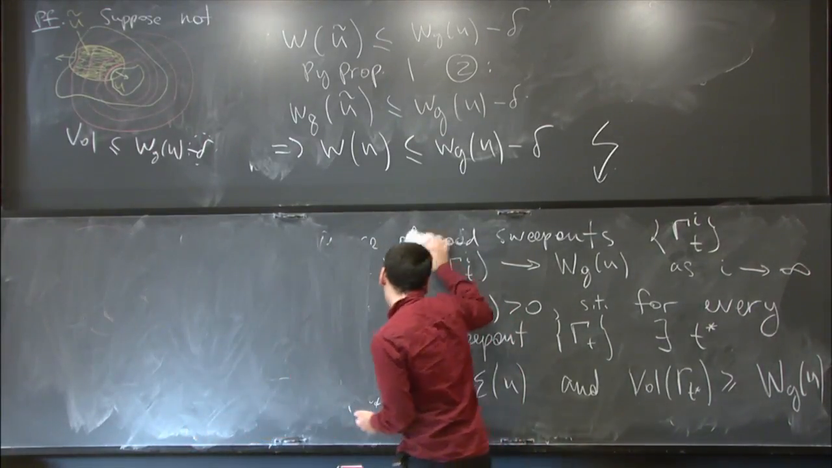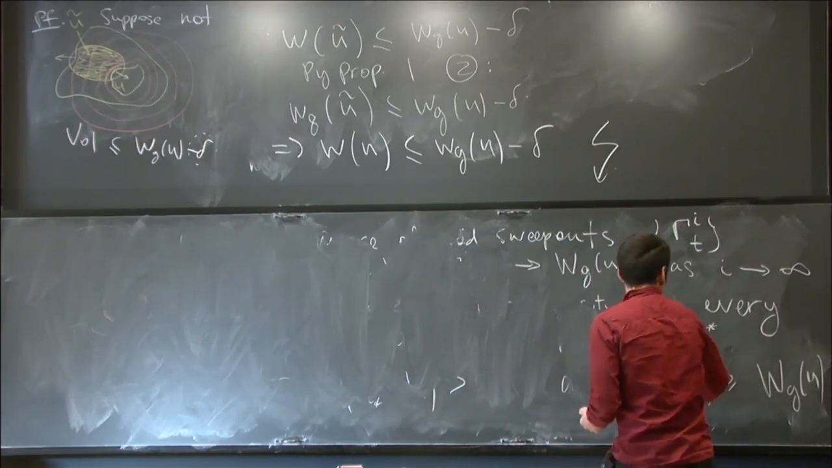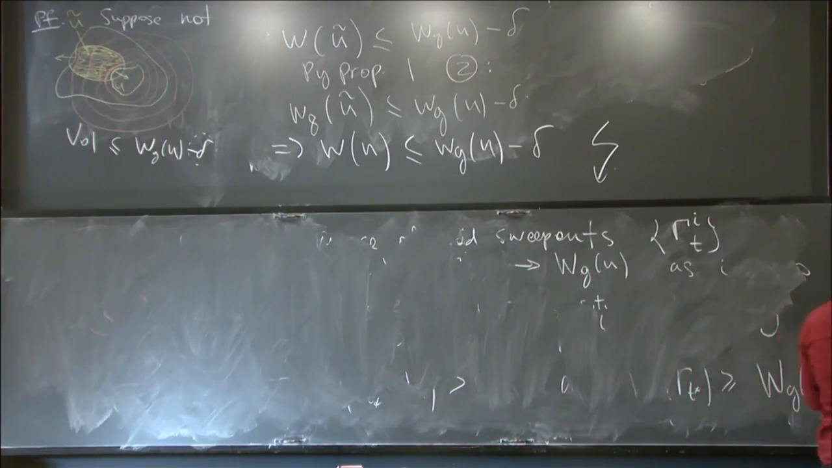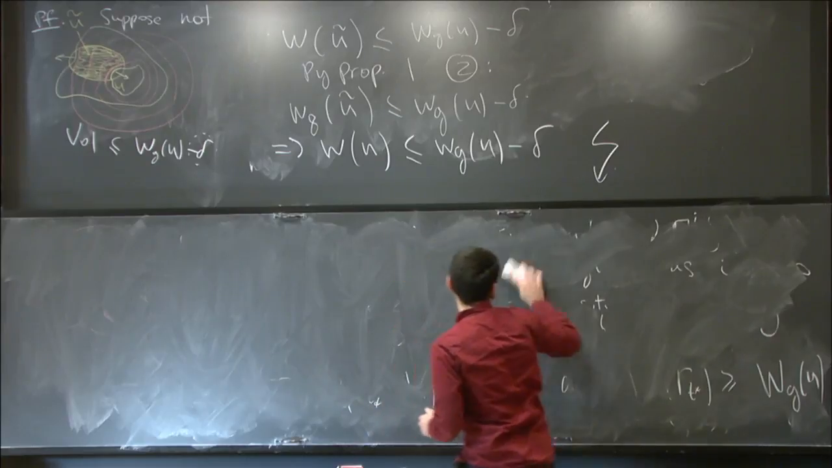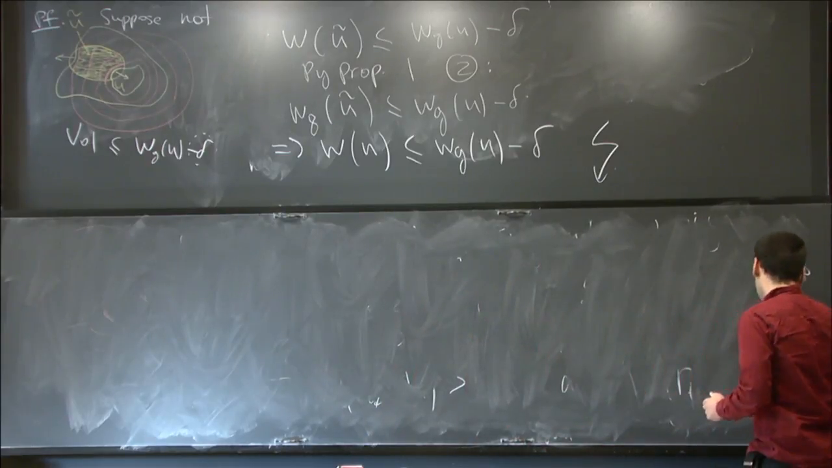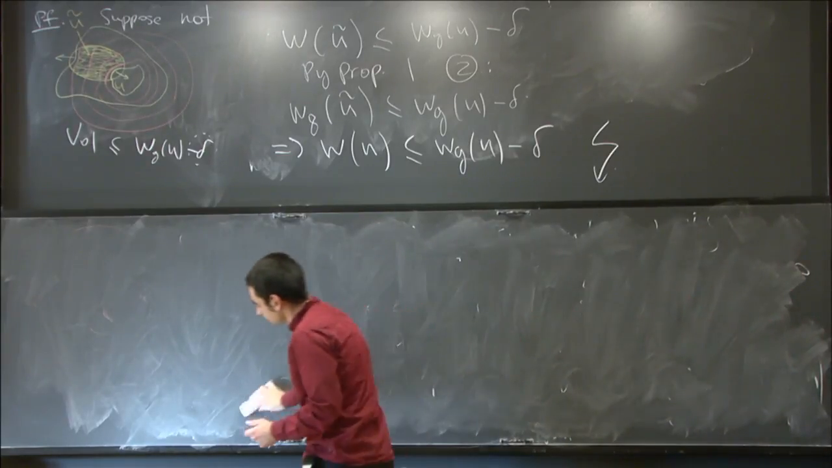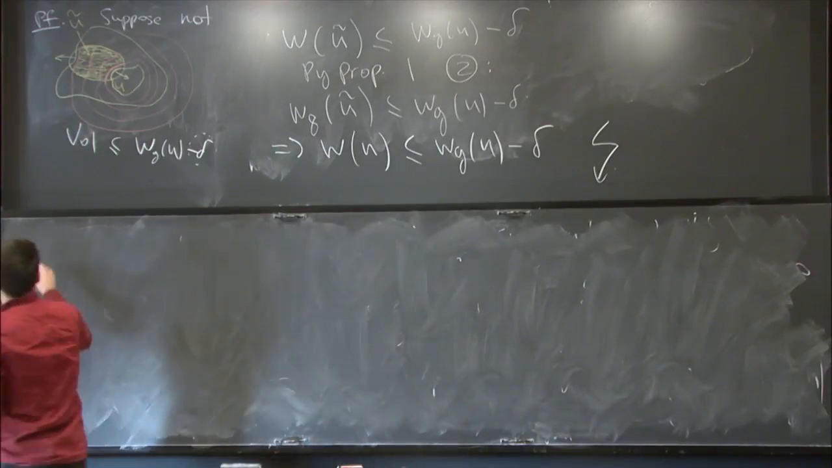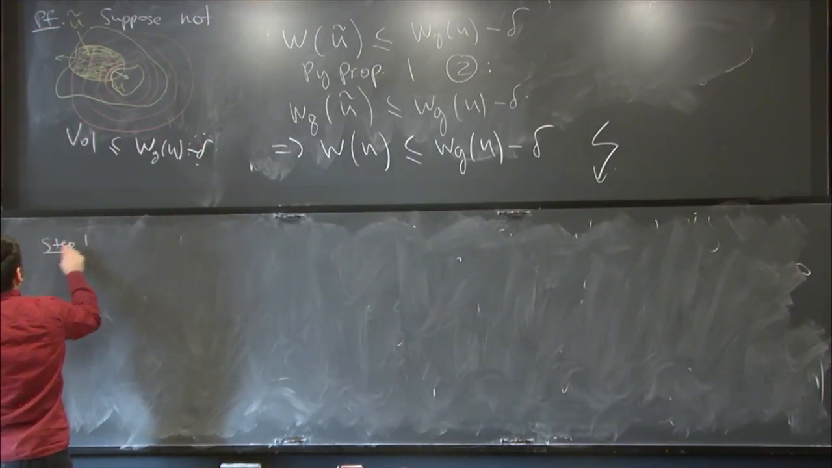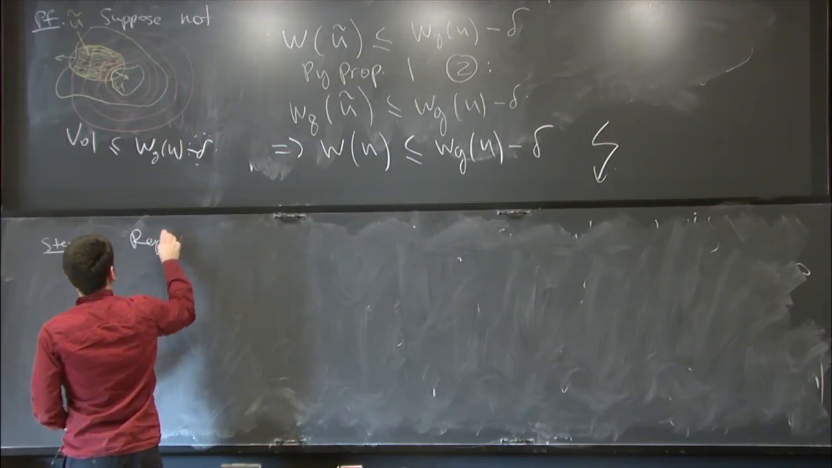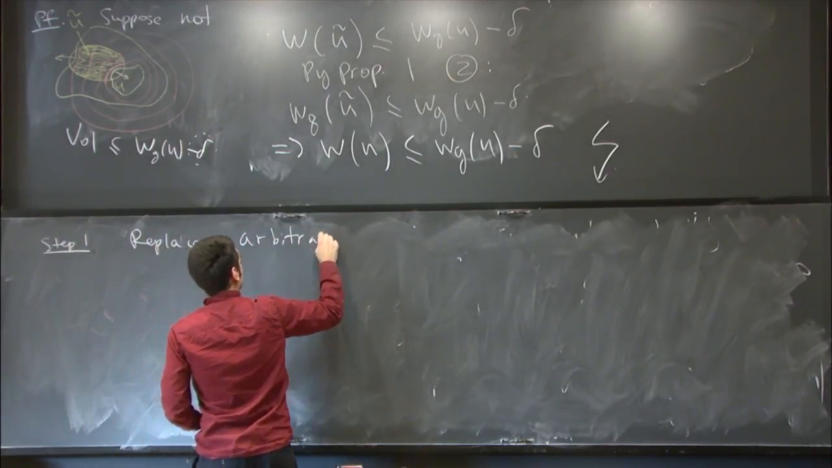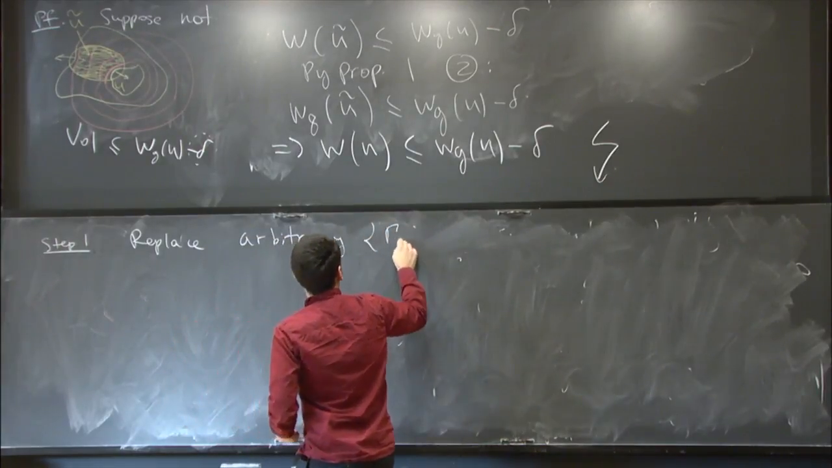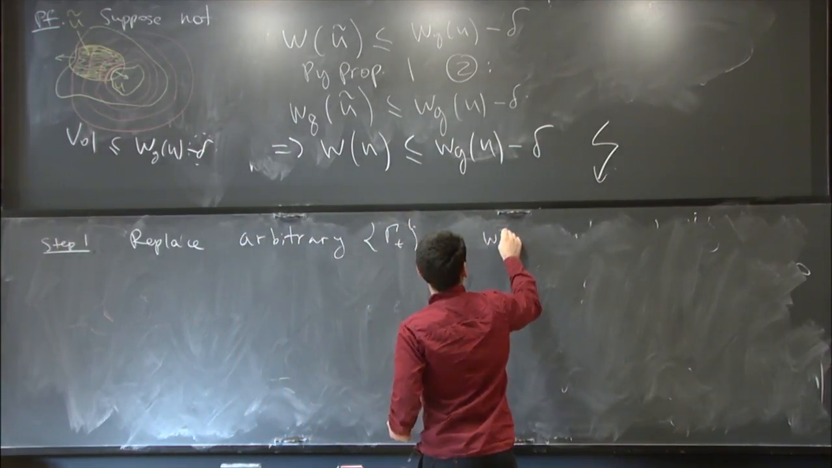And to prove that, we will need to use part 1 of the proposition, that we can replace an arbitrary sweepout with a nested sweepout. So step 1, we replace arbitrary gamma t with nested.